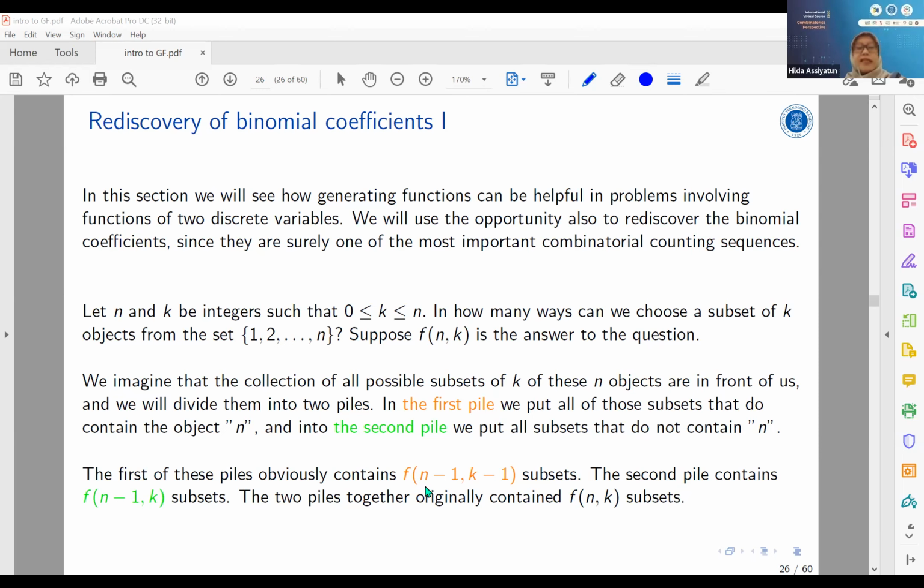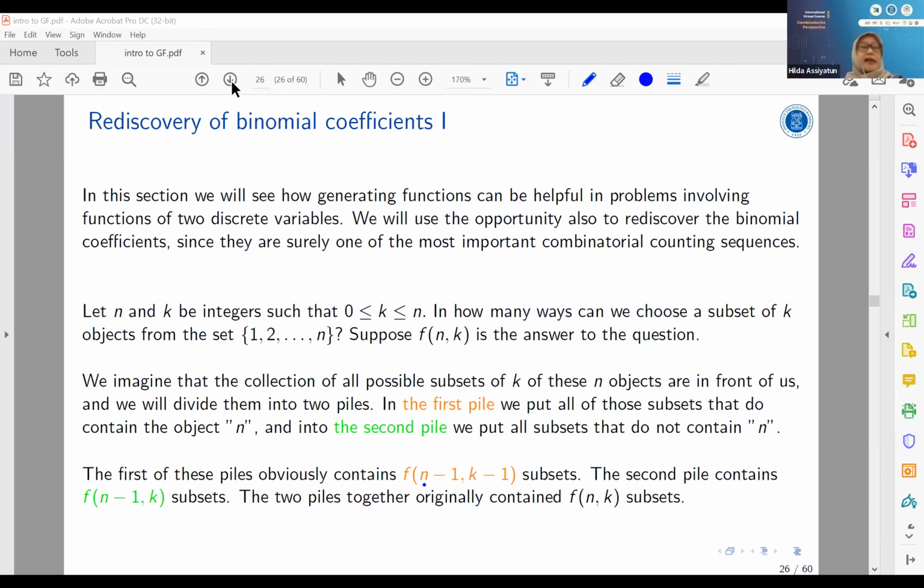How about the second one now? How many subsets are there in the second pile? If we do not have n in the subset, this pile will contain f n-1 k subsets. Is it right? So we distinguish the subsets according to whether they contain n or not.